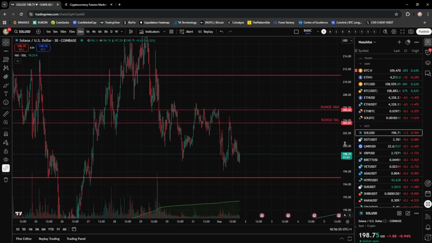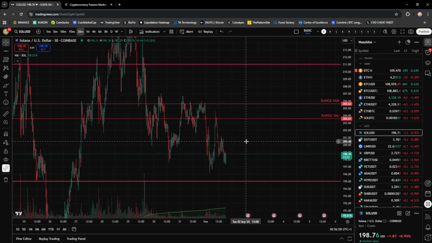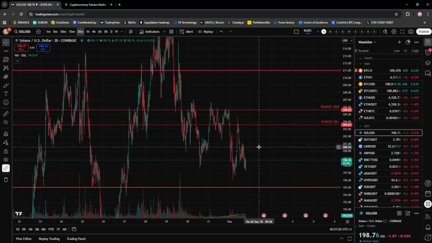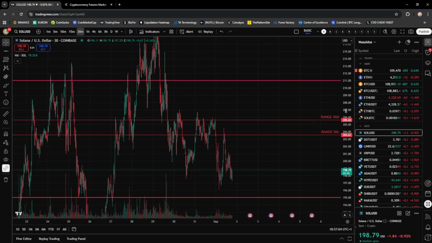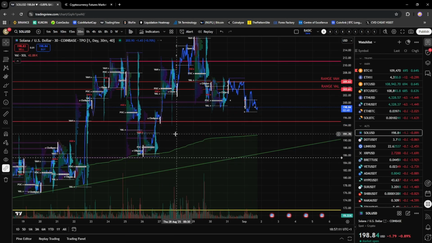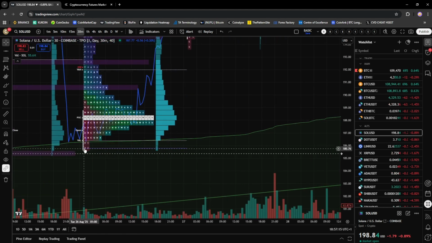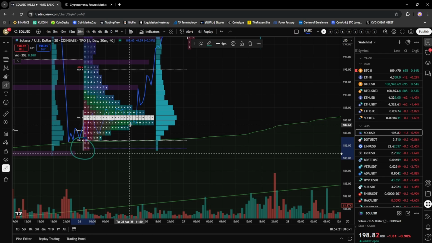That's why I would prefer to look at the higher time frame instead. But as you can see, the price is making lower lows and lower highs. If we go on TPO, we can see this is a very bad low. If you want to learn more about bad lows, Google's your best friend, but that's a bad low.